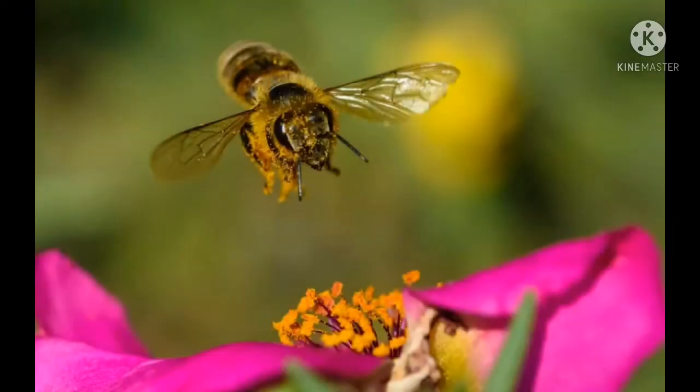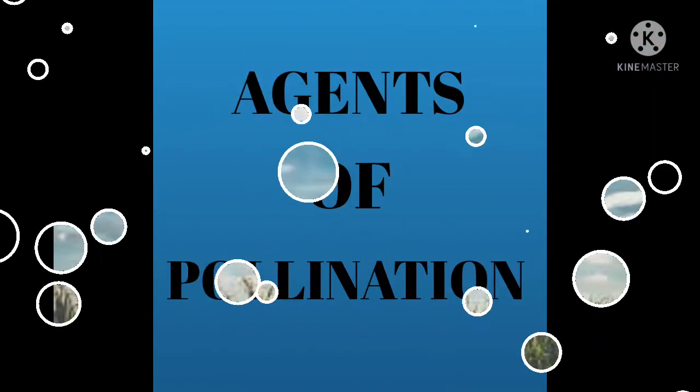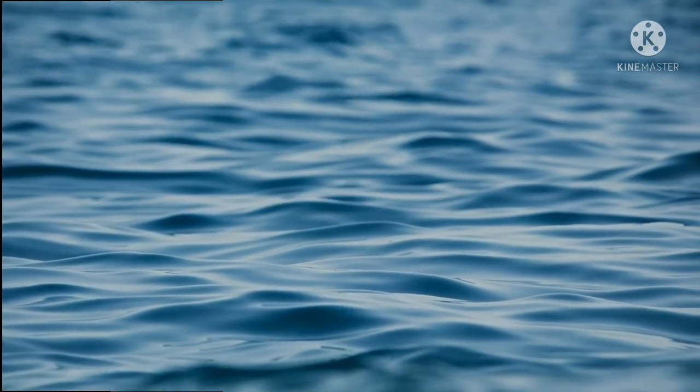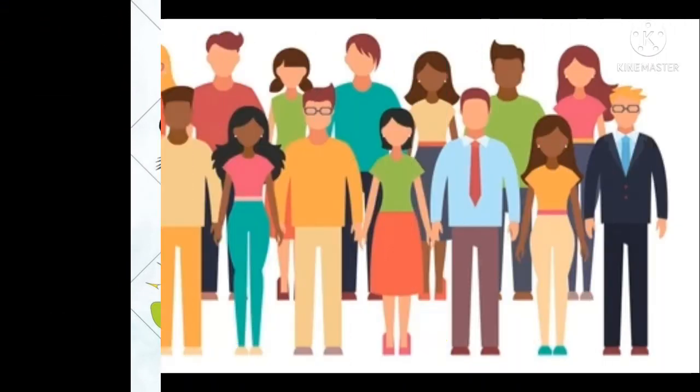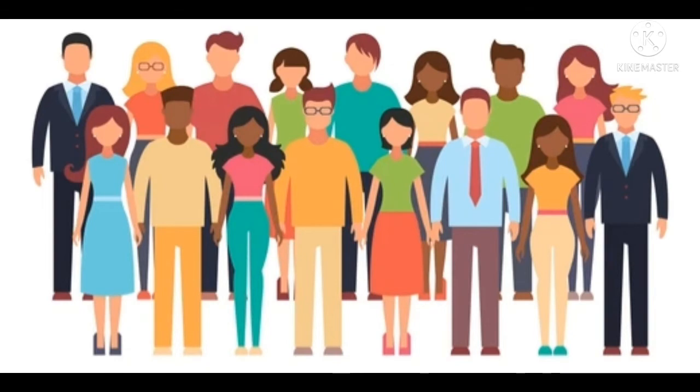What is pollination? Pollination is the act of transferring pollen grains from the male anther of a flower to the female stigma. Agents of pollination: air, water, animals, insects and humans act as agents of pollination. They carry pollen grains from anther to stigma.